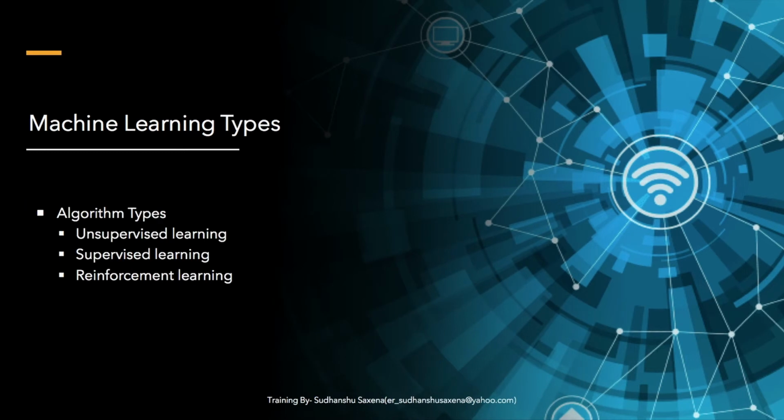Now there are three kinds of machine learning algorithms which we generally have. The first is called unsupervised learning, the second is called supervised learning, and the third is called reinforcement learning. Now, unsupervised learning is where we learn things on our own.